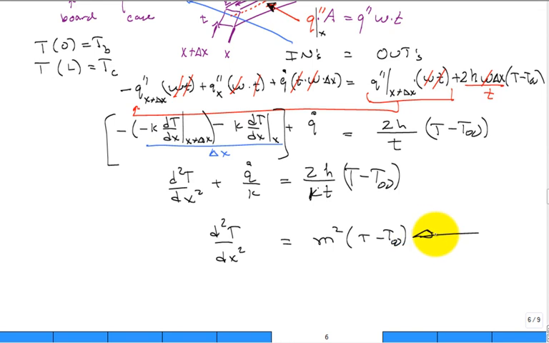We've solved that problem over and over. That's our fin equation. What's the new term? Well, we had some heat generation in our fin.